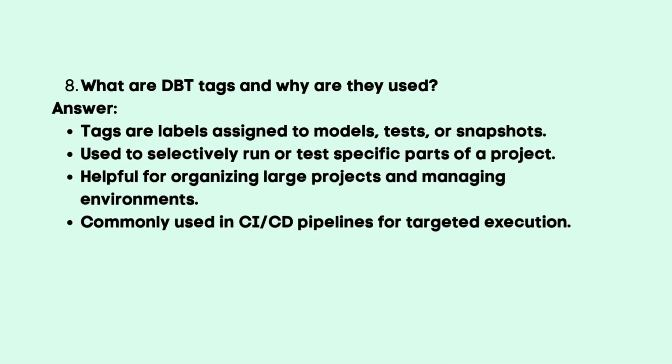Eighth question: what are DBT tags and why are they used? Answer: tags are labels assigned to models, tests, or snapshots. Used to selectively run or test specific parts of a project. Helpful for organizing large projects and managing environments. Commonly used in CI/CD pipelines for targeted execution.